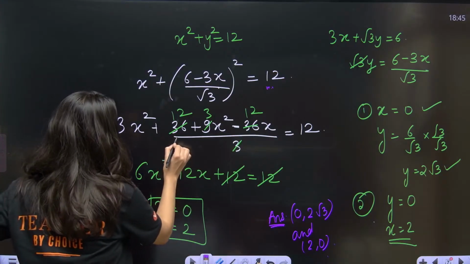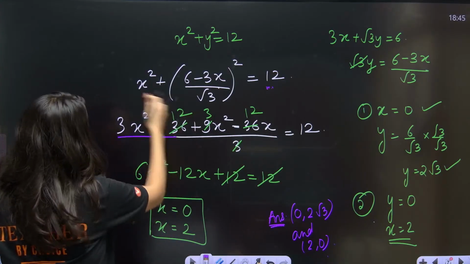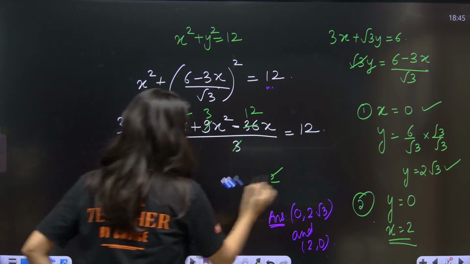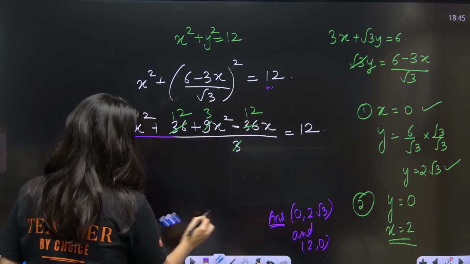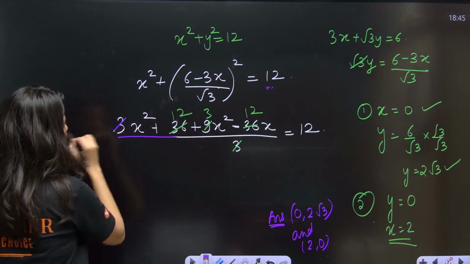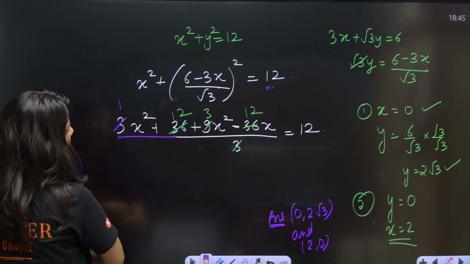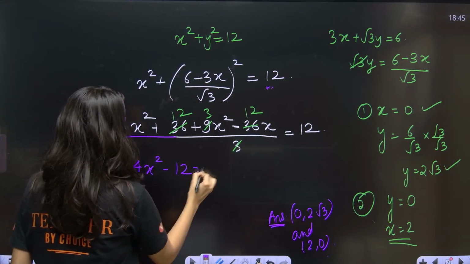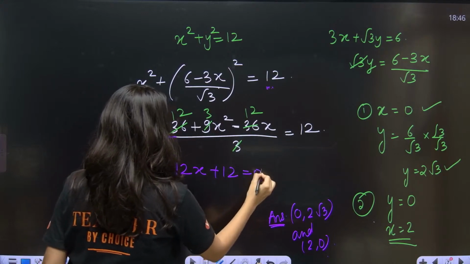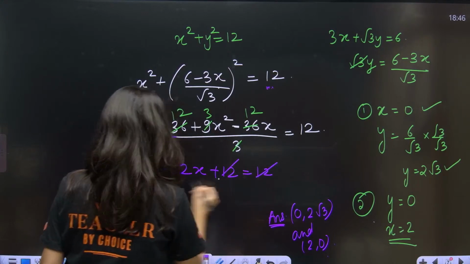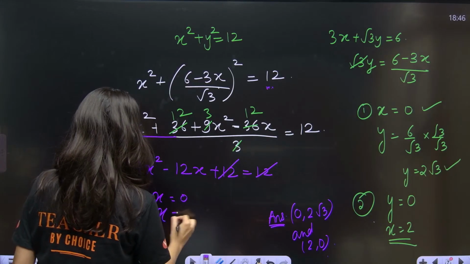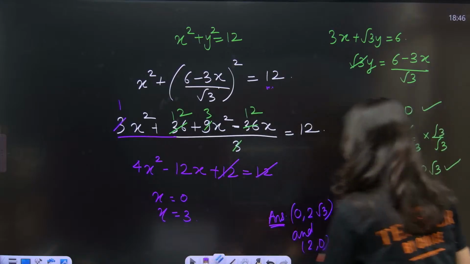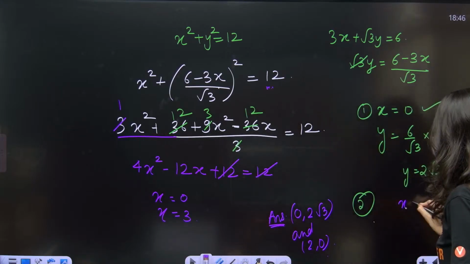See, this is your 3, sorry. If I am taking the LCM, this is my 3. Yes, I have made a mistake over here. Sorry, so this is how it is. This will also be gone if I take the LCM, correct? So this is 4x square minus 12x plus 12 is equal to 12. So x is going to be 0 comma x is equal to 3. Yes, so x is equal to 3.